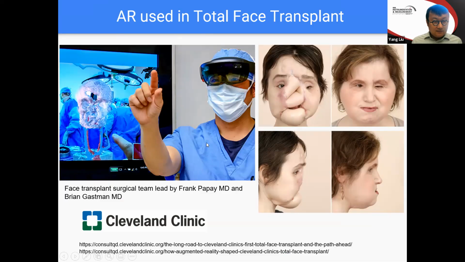So this one is surgical planning using HoloLens for face transplant surgeries. Dr. Frank Papay and Dr. Brian Gastman are collaborators of ours. They have used HoloLens to visualize the preoperative surgical plan. And you can see that the surgical outcome is very amazing. For this particular patient, this is a near total face transplant. It's very remarkable.